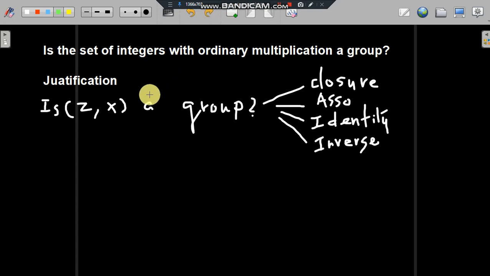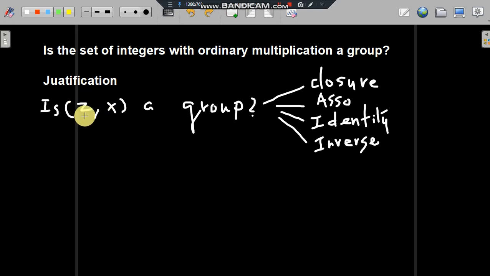So this is called a group. It has to satisfy the closure property, associative property, identity property, and inverse property. Now here the set of integers, we know 0, 1, 2, 3, 4, 5, 6, minus 1, minus 2, minus 3, that is called the set of integers. This is the multiplication operation. So that is closure.